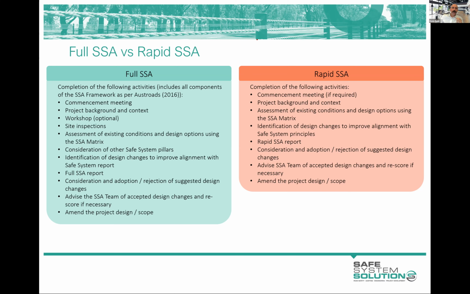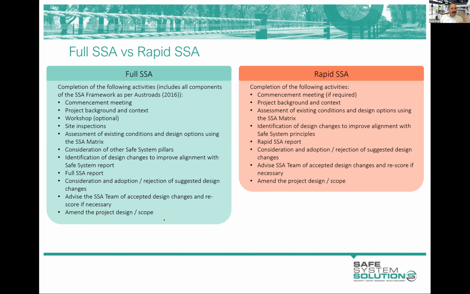The main difference between a rapid and a full safe system assessment, and that's what I'm going to spend this slide talking about, so great lead-in question. A full safe system assessment, in the green, starts with a commencement meeting of some description. It can be a phone call or Teams meeting or whatever. You do background and context and collect that information. You have a workshop. Now, I put optional there. The reason is sometimes it's a repeat client, and the project's well established and understood. You would have seen that the Victorian government is requiring that, in at least the first one you're doing.